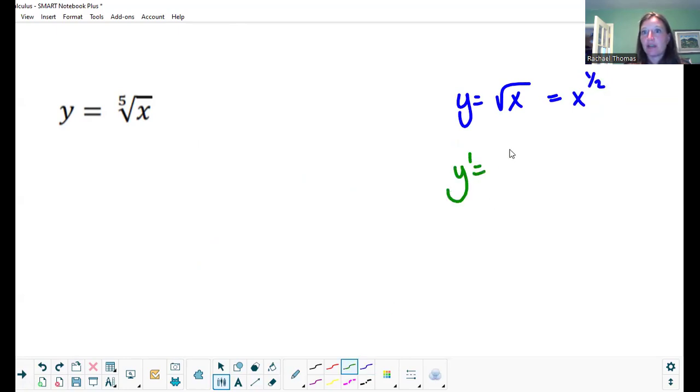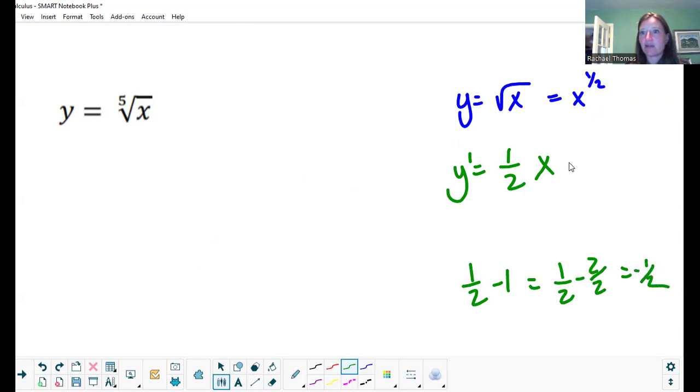Y prime would be 1/2 x to the, it's 1/2 minus 1. That's like 1/2 minus 2/2, negative 1/2. If you want to make this look pretty, the negative 1/2 power is like divided by square root x. So the derivative of root x is 1 over 2 roots of x. That's a good one to memorize. If you have a little room in your brain to memorize a few, that's a good one to know.